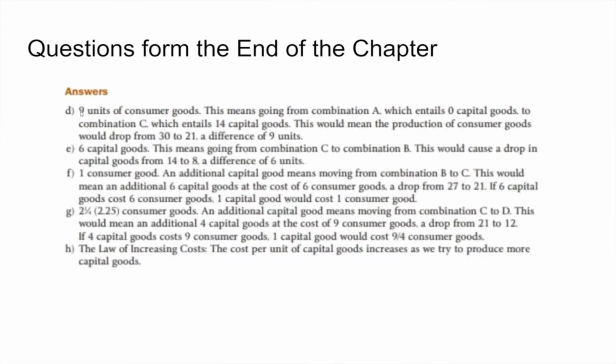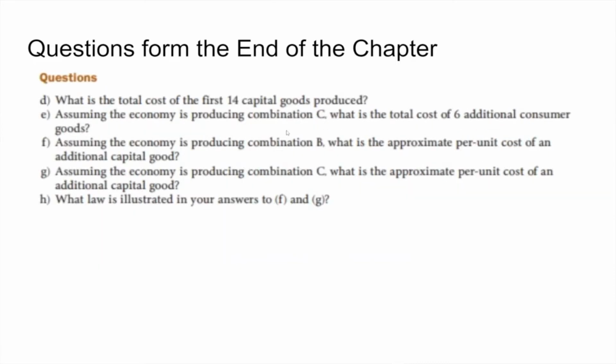So what's the total cost of the first 14 capital goods? 9 units. We dropped 9 consumer goods. The number of consumer goods went down by 9 in order to get to 14. So this means going from combination A, which entails 0 capital goods, to combination C, which entails 14 capital goods, the production of consumer goods would drop from 30 to 21, a difference of 9 units. See how we did that?